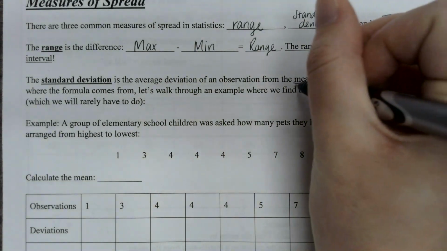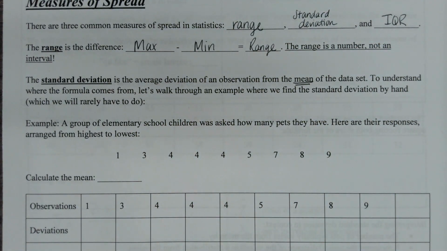Now, standard deviation is the average deviation of an observation from the mean. Think of mean and standard deviation as going hand in hand, like peanut butter and jelly. You can't have one without the other. You've got to find your mean in order to find your standard deviation. This is how far we deviate from the mean. So how much do we typically vary away from the mean of our values? We're going to find the mean and look at how far we deviate left and right from our mean.